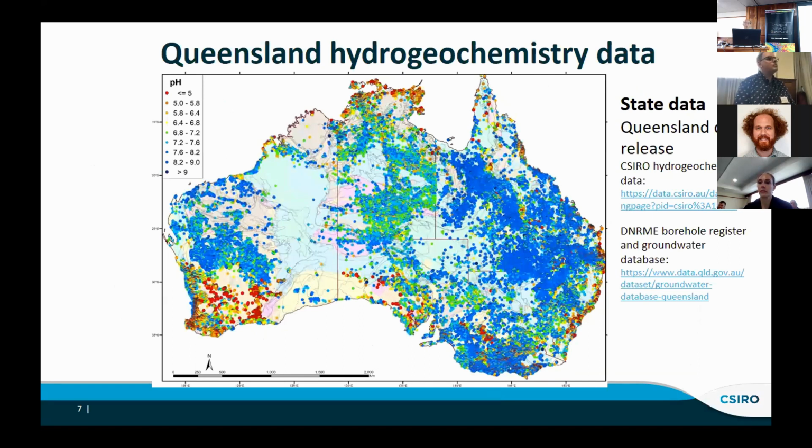For Queensland itself, we had lots of data, and there are two links put here that you can use to access the data. One of them is the CSIRO hydrogeochemistry database, which is released through CSIRO or through the Bureau of Meteorology Explorer website. The other one is the Queensland Borehole Registry database, which is available through the Department of Natural Resources and Mines. That's a link where you can get all the data, very little chemistry, but it tells you how deep it is, where the springs are, etc.